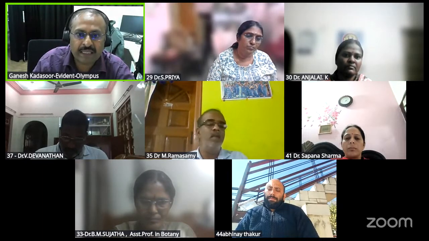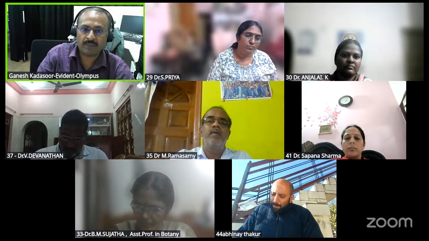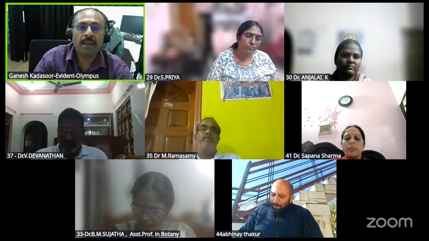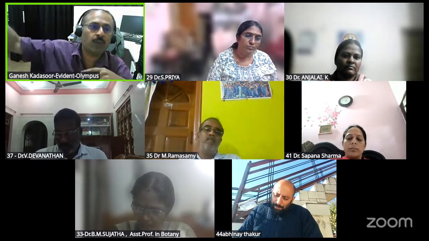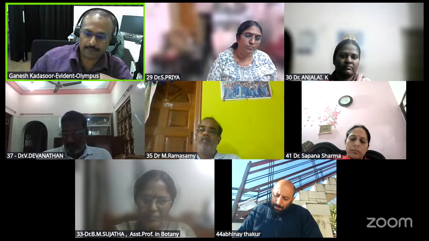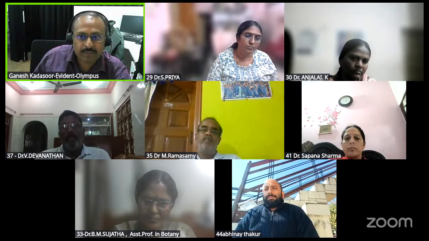Now this diffracted light is collected by the objective. The objective is considered the heart of the microscope. The objective will further resolve it, magnify it, and finally deliver the image to another component called the eyepiece. What does the eyepiece do? The eyepiece will collect this magnified image.